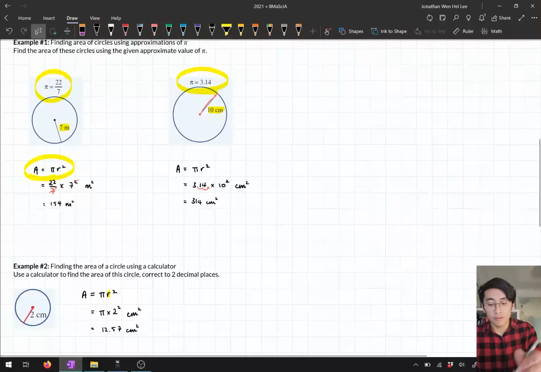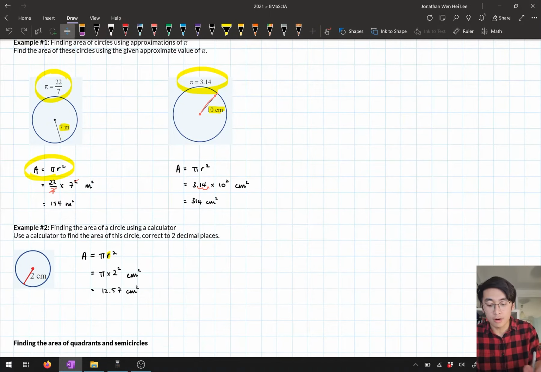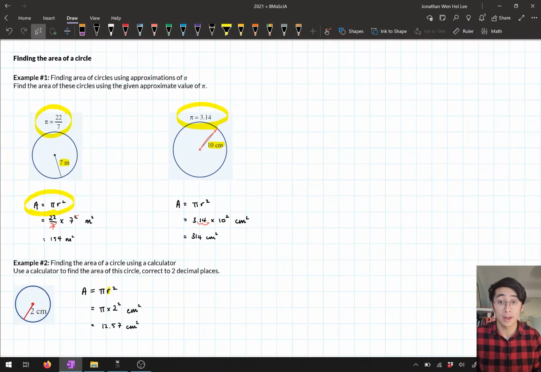Okay, so that's how we find the area of a circle. If we want to find the area of a circle, what we need to do is use this area formula of pi r squared. Pi times the radius squared. Okay, so that's the first part of this lesson. We're calculating the area of circles. So this is when we get the whole circle.